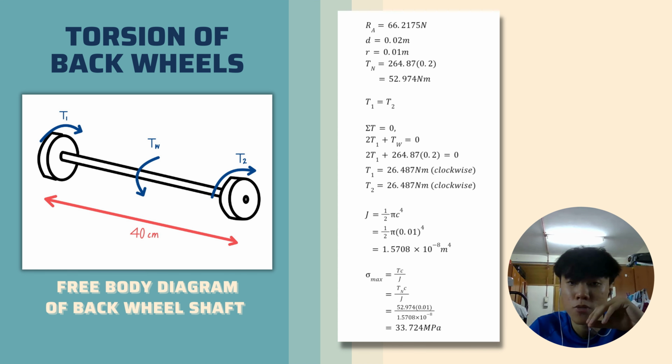We apply summation of torque is 0, and we obtain the value of both T1 and T2 as 26.487 Newton meter. Then we apply the formula J equals 1 over 2 pi c to the power of 4, and we get 1.5708 times 10 to the power of negative 8 meter^4. Then we find the maximum shearing stress by applying the formula sigma maximum equals Tc over J. The final value that we obtain is 33.724 megapascal.